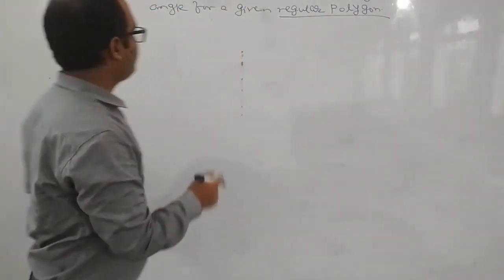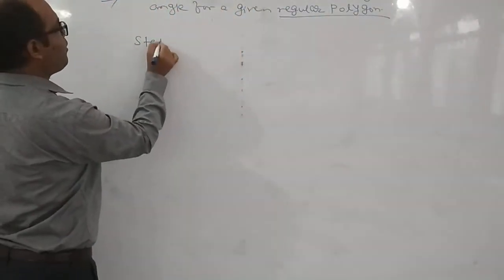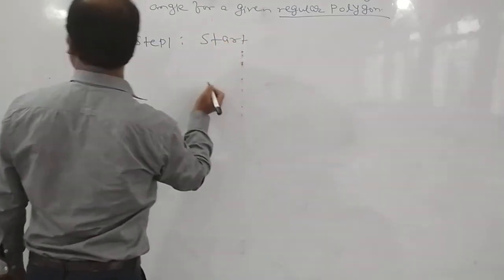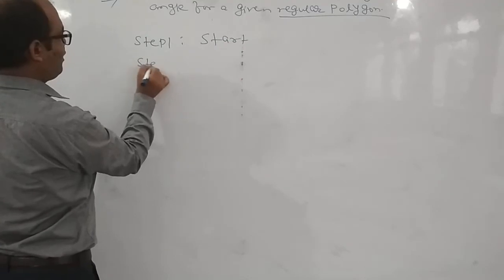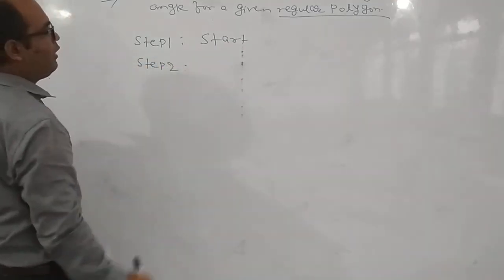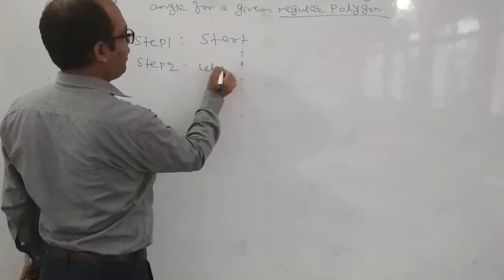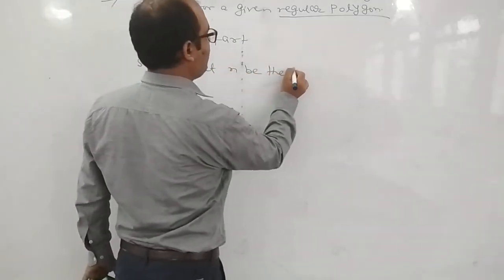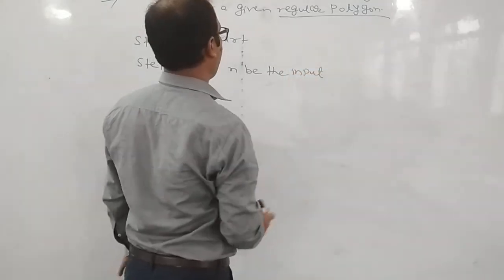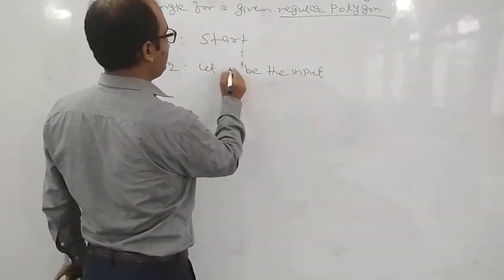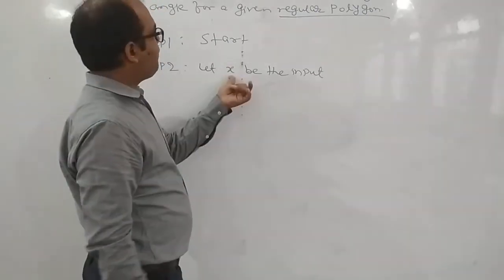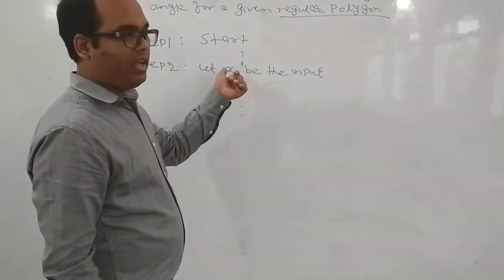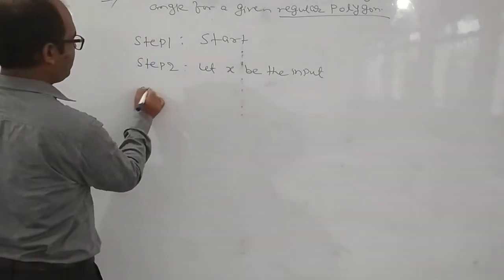Now step 1. What is step 1? Start. Step 2. Let n be the input, or let x be the input. X be the input means the polygon of side x, a regular polygon of side x. Next, step 3.